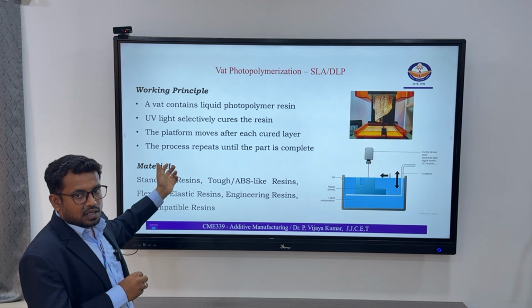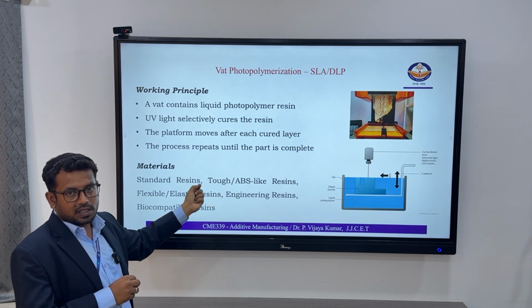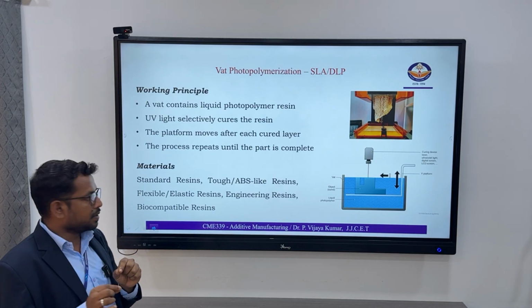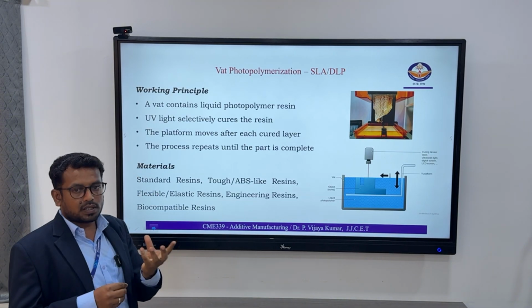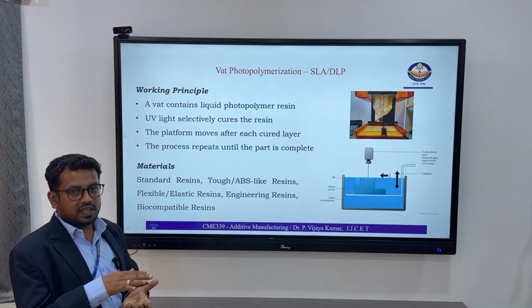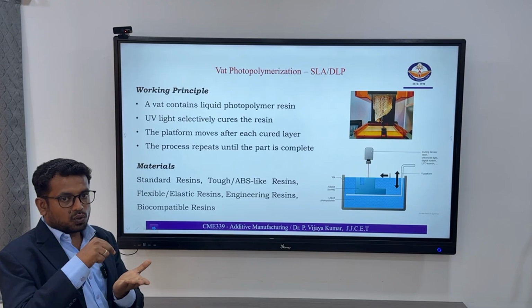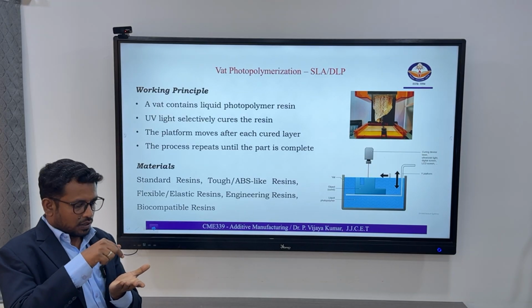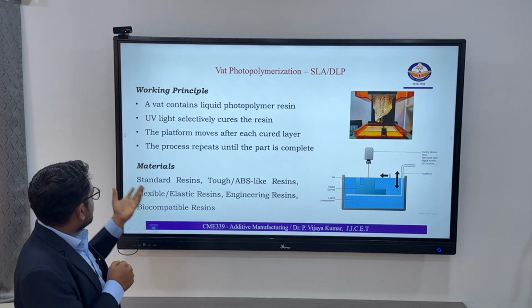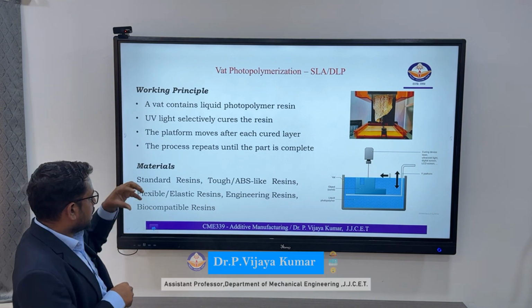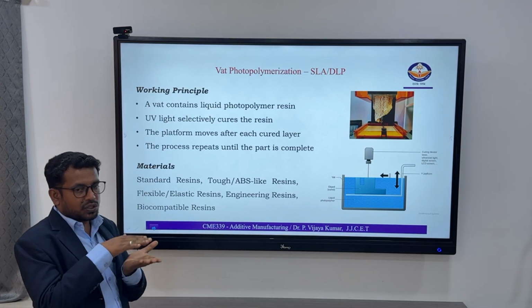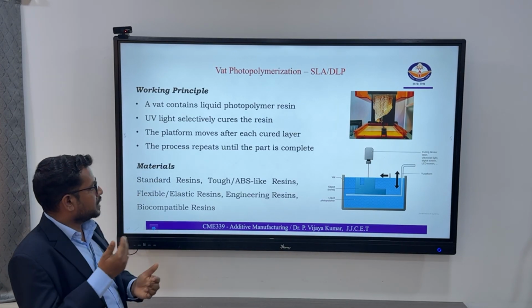So first we have seen the material extrusion technology, where the material is in the form of wire or filament, but in this case we are using the material in the form of liquid resin. Okay, so that resin cures by UV light. Wherever the material is being processed, the liquid resin flows over the model, and UV light is passed on that model, and only that particular place is cured by the UV light. So the platform moves after each cured layer, and the process repeats until the part is complete.